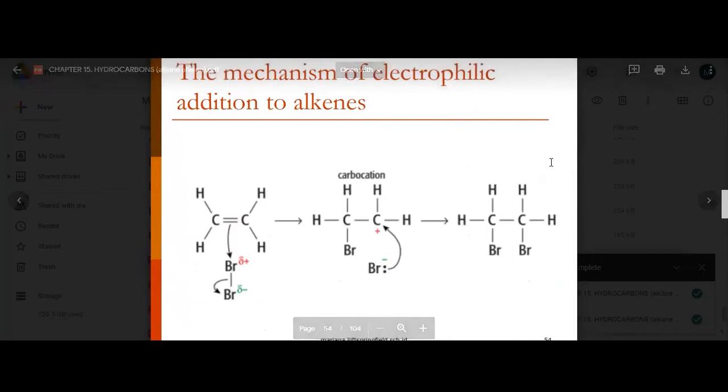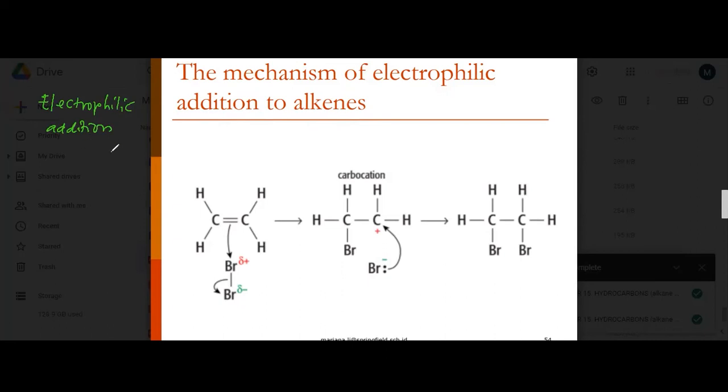So how do we make the mechanism for the reactions of electrophilic addition of alkenes? Once again, it is called electrophilic addition. Why is it called electrophilic addition? Because the double bond attacks an electrophile. This is very interesting, because in this slide you can see that the double bond attacks Br2, right?